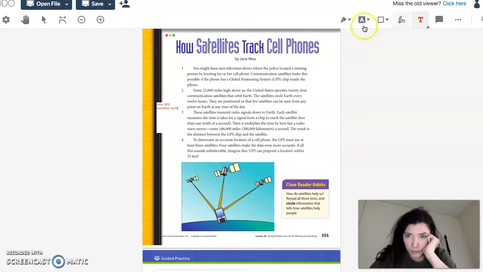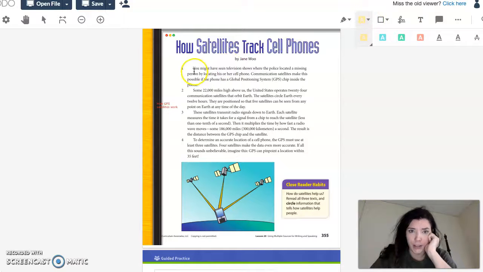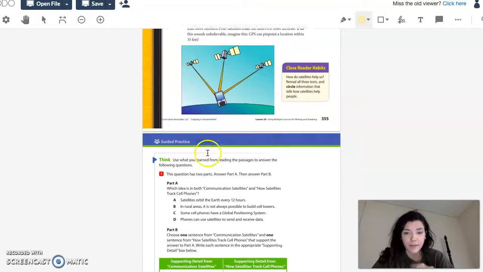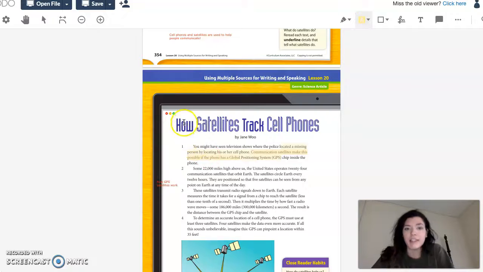Okay. I'm going to highlight up here. You might have seen television, actually not this one. Communication satellites make this possible. Right here. So I want to highlight this because it's telling me that the satellites are helping us to locate a missing person and find them with GPS. And that's really the main idea of this whole thing. So, and then really the main idea is in the title. How do satellites track cell phones?